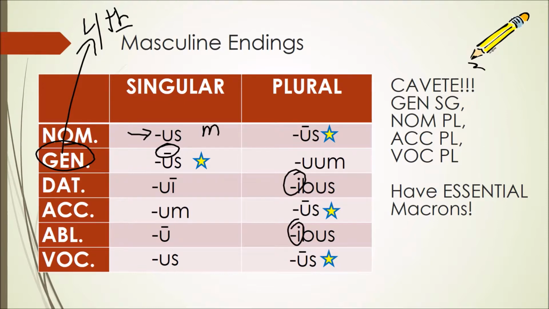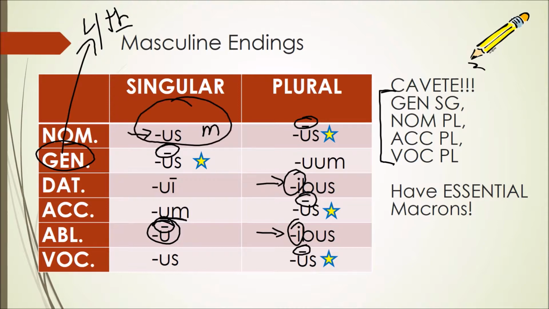Fourth declension has a U, but also an I to trip us. And that's because most forms are going to start with a U except for in the dative and ablative plural, which have the characteristic third declension ibus. The macrons over the nominative, accusative, and vocative plurals are also essential macrons. So we actually have 4 essential macrons in fourth declension. Otherwise, we're going to get them confused with that nominative singular form.